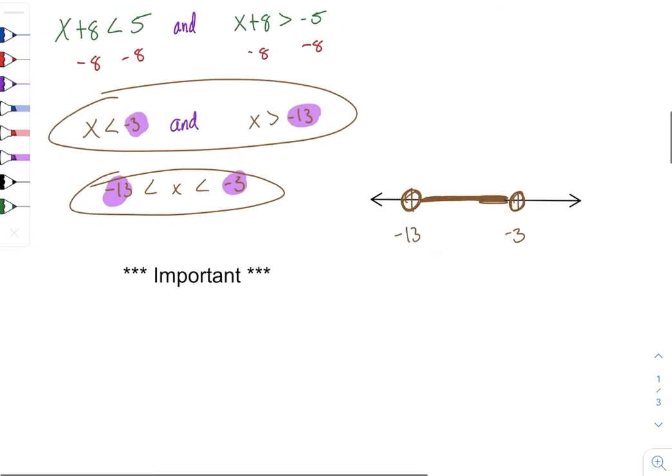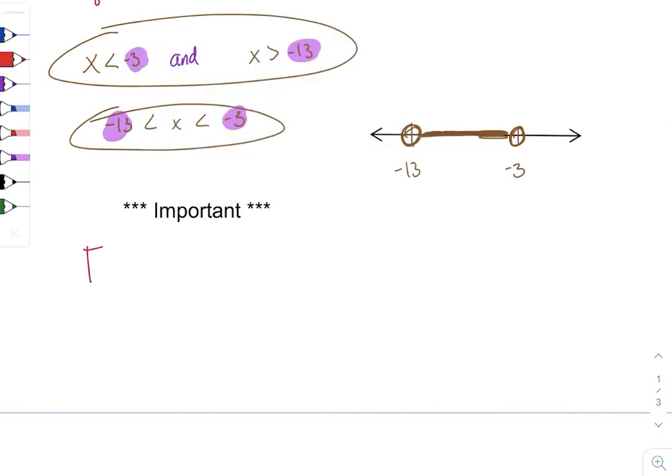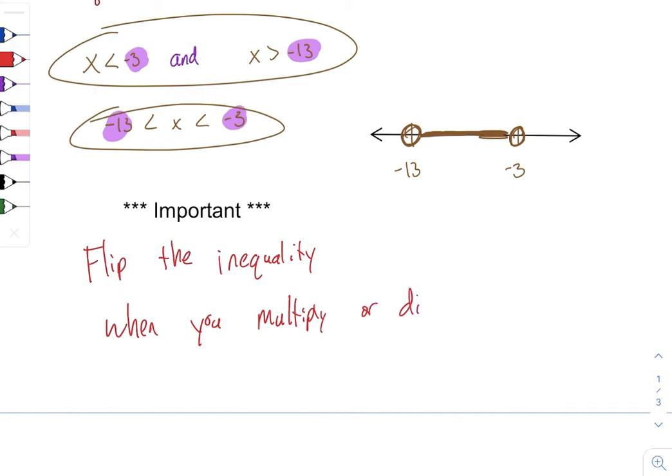Now, it didn't show up in this case, but it's important to remember to flip the inequality whenever you are multiplying or dividing by a negative number. So flip the inequality when you multiply or divide by a negative number. All right, so that's just something you want to remember. It didn't happen here, but it could happen in the future.